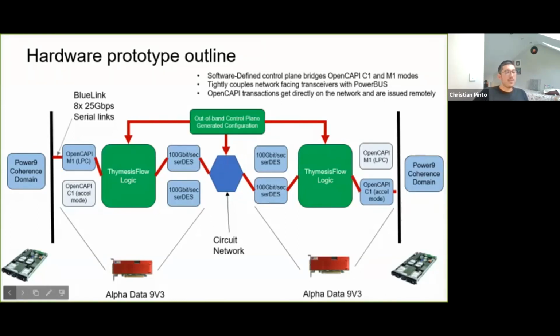Potentially, yes, something like Gen Z, for instance, could be used as a transport for going outside of the node, right? It is a possibility. You could use OpenCAPI between the FPGA and the CPU, and then have something like Gen Z as a transport for going between the nodes.